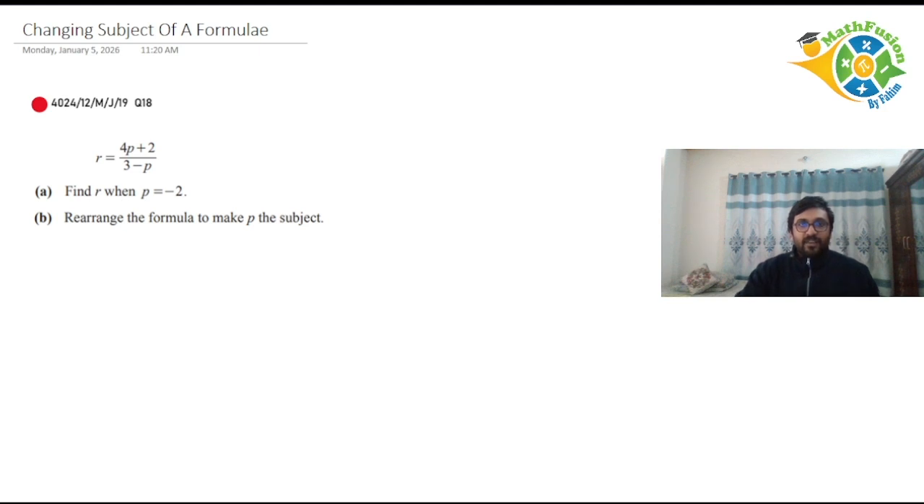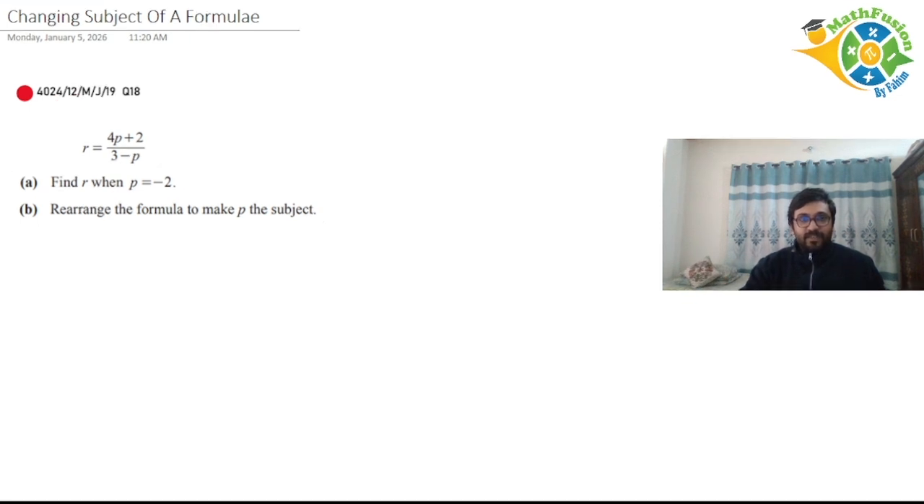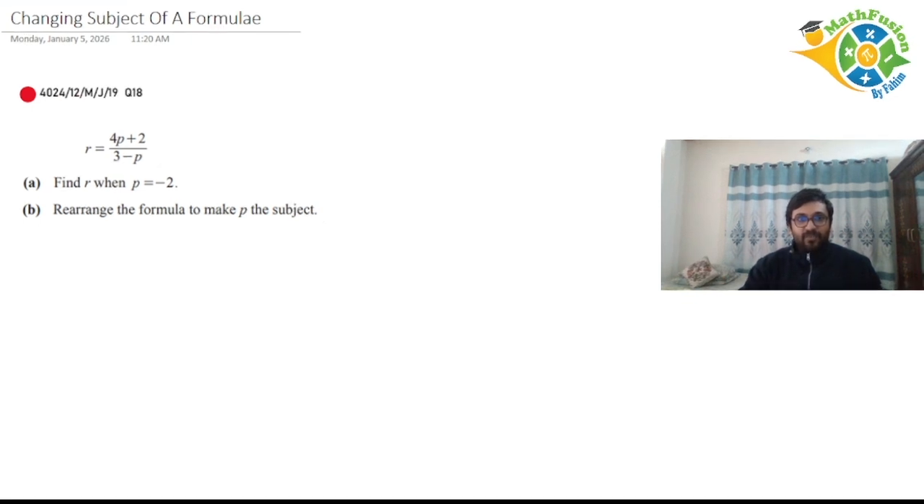Hello students, today we are going to solve an algebraic past paper question taken from O-level mathematics D syllabus. The question is taken from May-June 2019, question 18, and the variant is 1, 2. The question is r equals (4p + 2) / (3 - p).